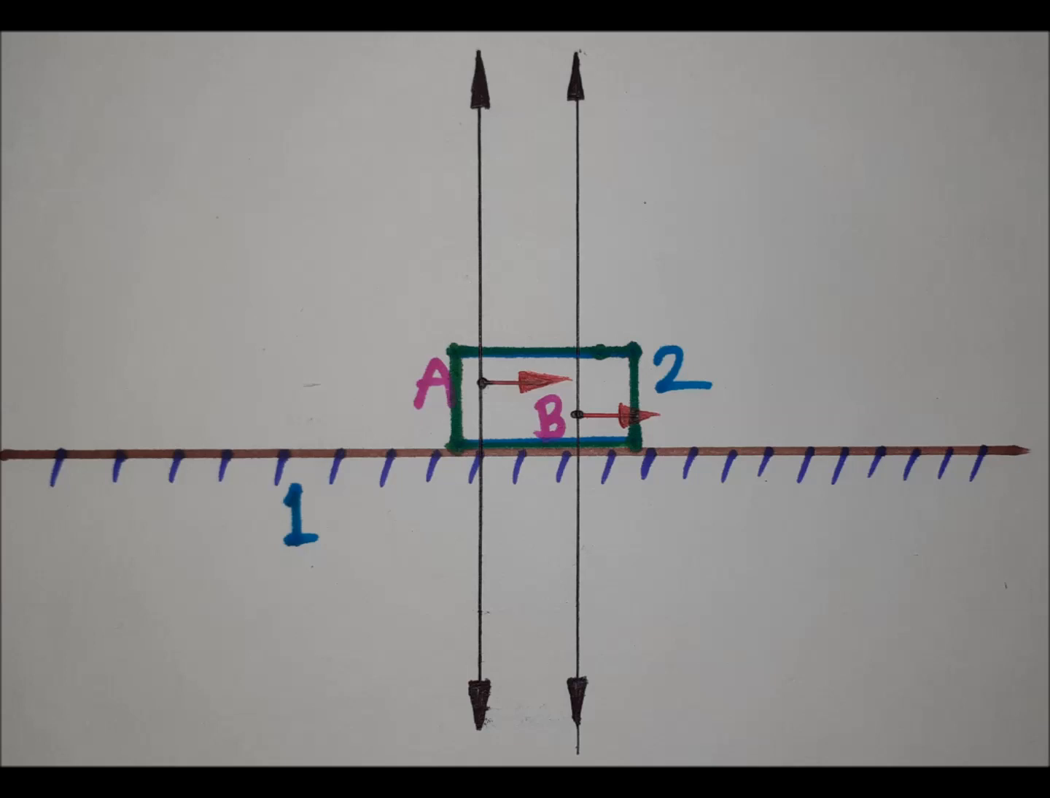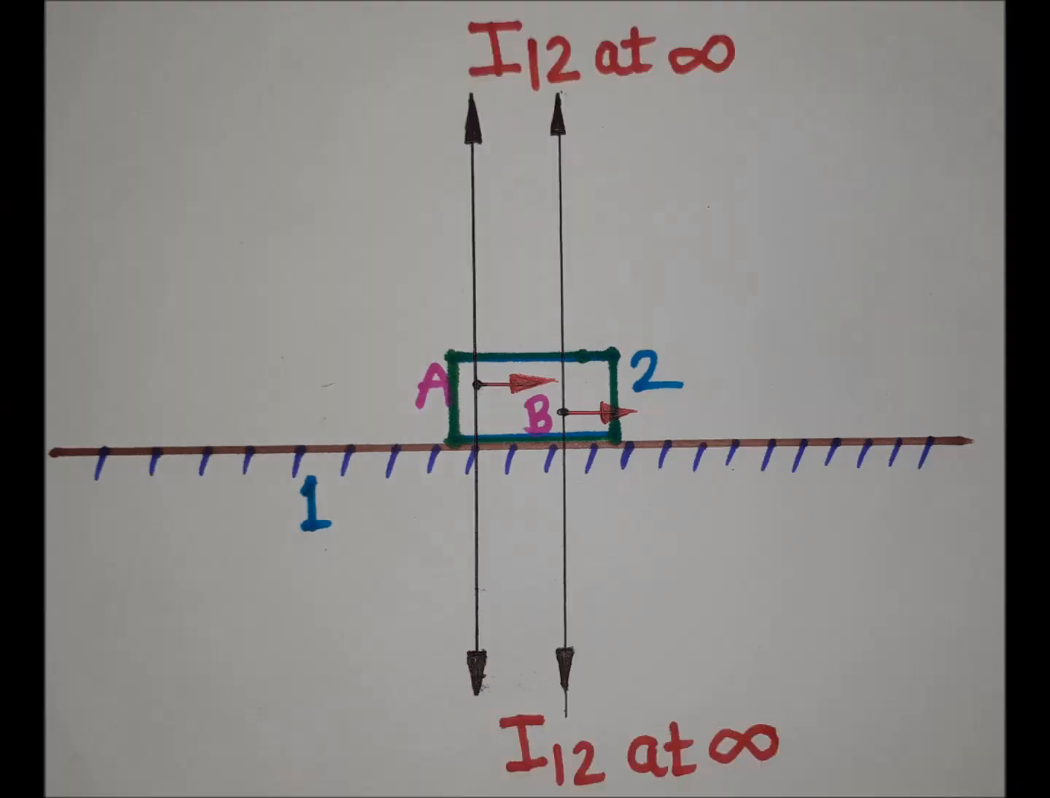VA and VB are in the horizontal direction and perpendicular lines to VA and VB will be vertical lines, which will not intersect each other. Perpendicular lines to VA and VB are vertical, parallel lines which will not intersect each other, or we can say the intersection of two parallel lines will be at infinity. So ICR I12 for relative motion between 1 and 2 will be at infinity.